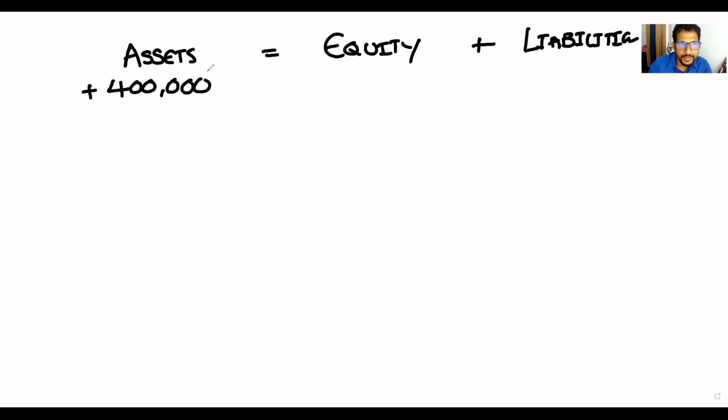Agreed. On this side, what happens? Equity plus 400,000. Am I correct? See, the accounting equation. Assets of the business increased. Equity of the business increased. How do you record this transaction in the accounting equation? Let me write this down.